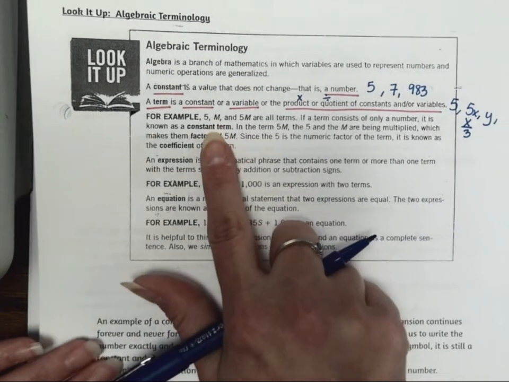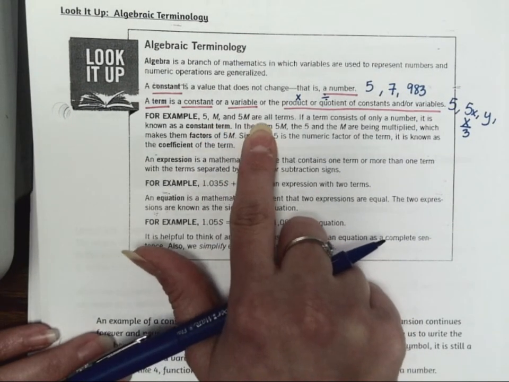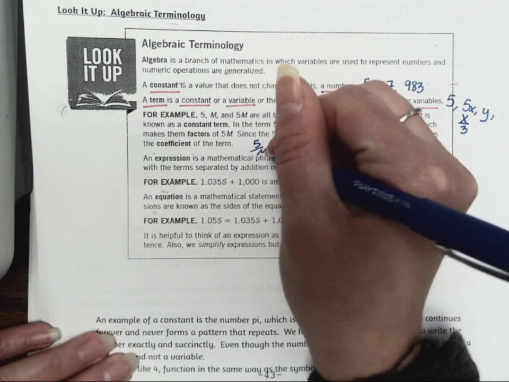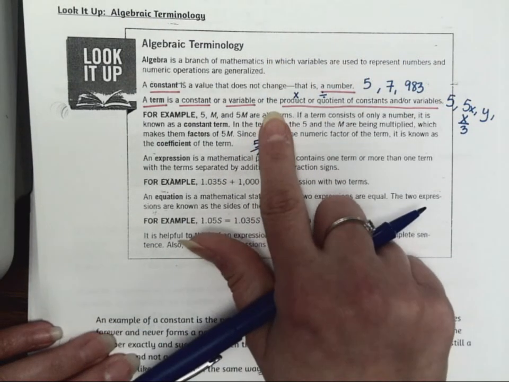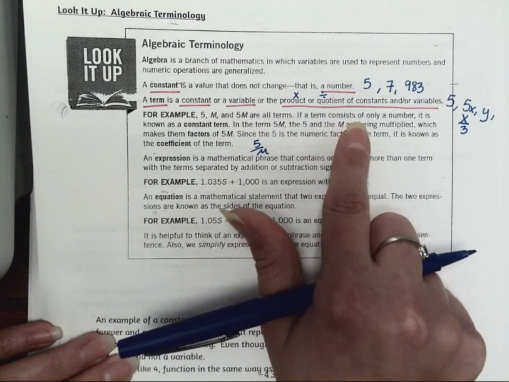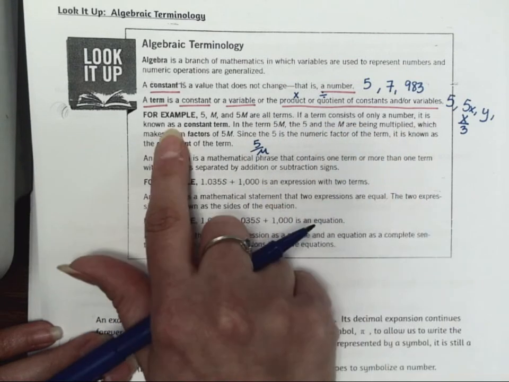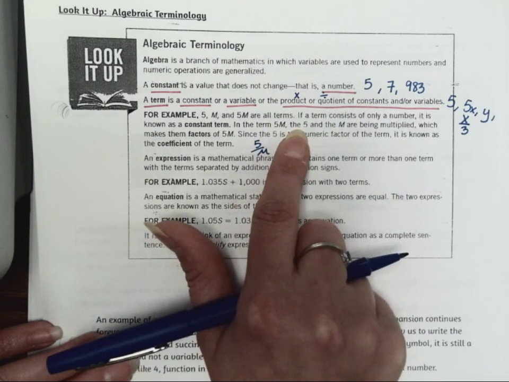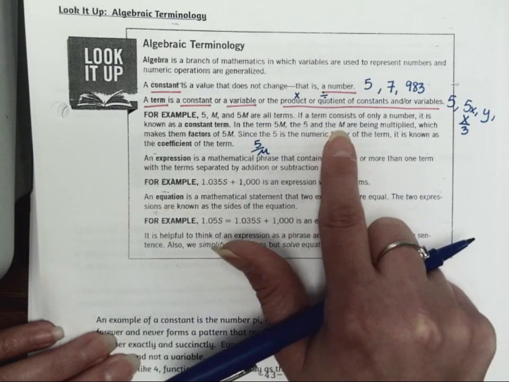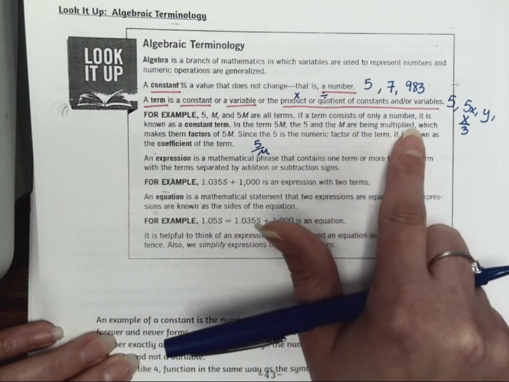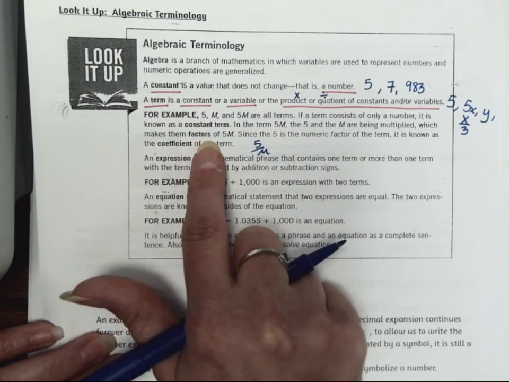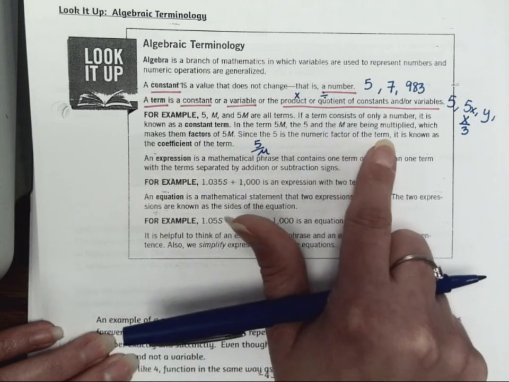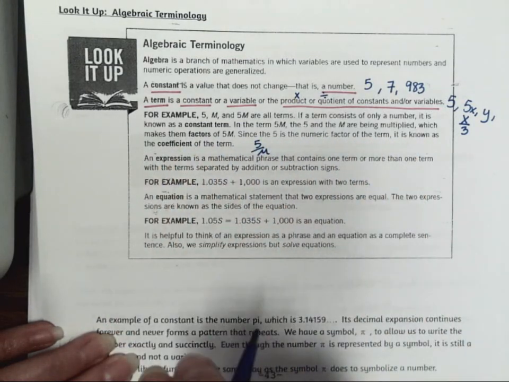For example, 5m is a term, and so is 5 over m. If a term consists of only a number, it is known as a constant term. In the term 5m, the 5 and the m are being multiplied, which makes them factors of 5m. Since the 5 is the numeric factor of the term, it is known as the coefficient.